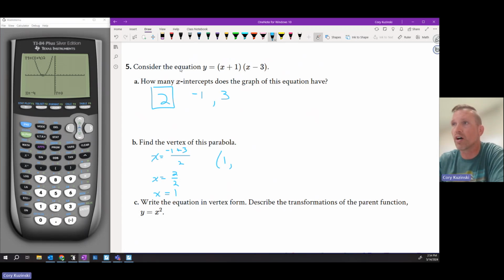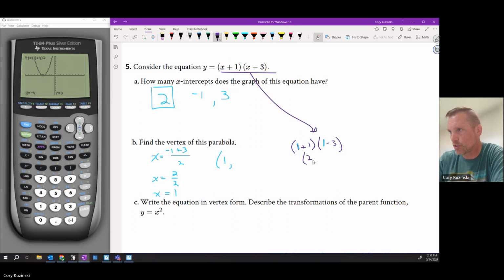Okay, and then we could throw 1 into the equation, and we could do like 1 plus 1 times 1 minus 3. All right, I'm just taking this equation and putting 1 into both factors, like x plus 1 and x minus 3. So what's that give us? That gives us 2 times -2, which is -4. There we go. That's the vertex.